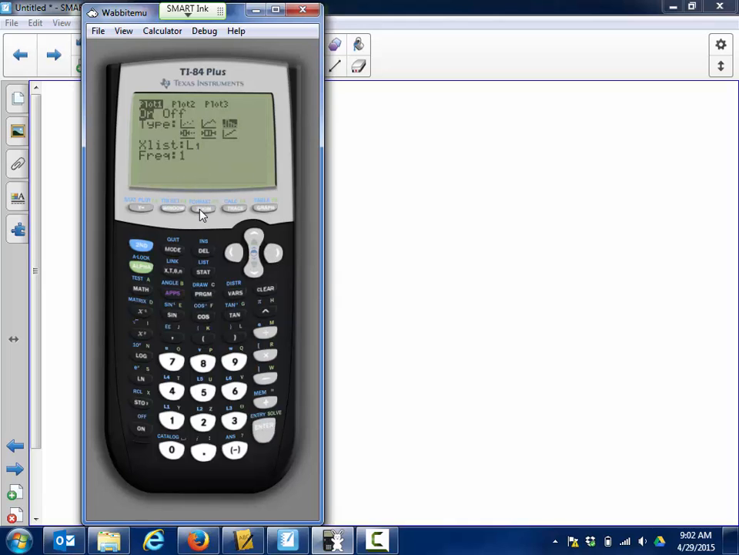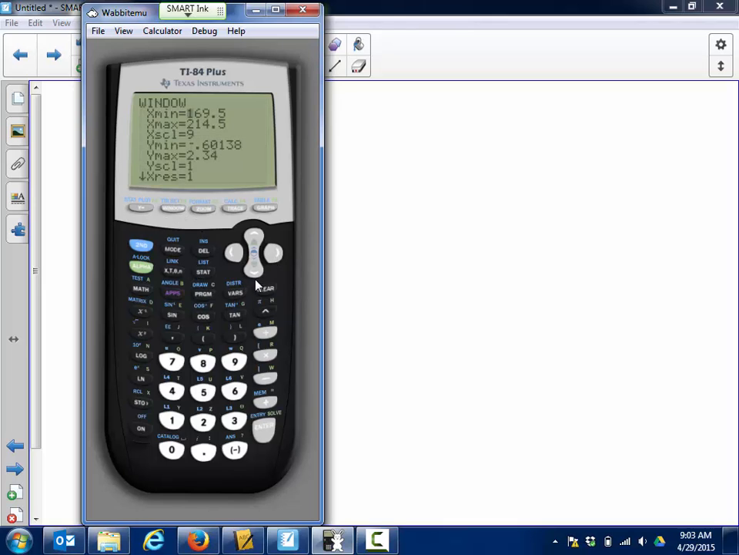Okay, X list L1, frequency is 1. We will zoom stat this puppy, and there you go. There is your histogram, which you can similarly trace along to find the count for each bin. N is equal to 2 in that case, along with the bin min and max values. It goes from 169.5 to 178.5. So you've got two data values in that interval. You've got one data value in the interval from 178.5 to 187.5, etc., etc.